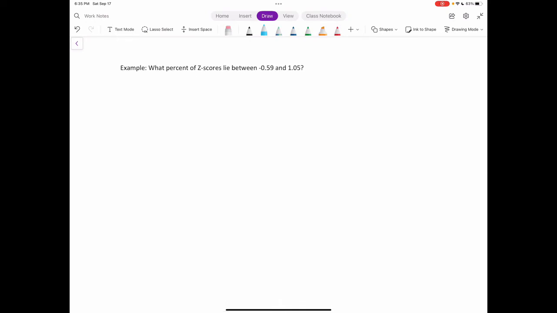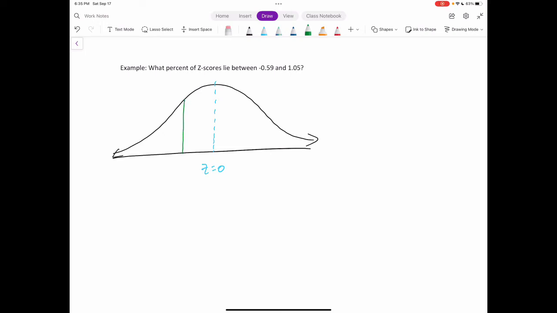What percent of z-scores lie between a negative 0.59 and a 1.05? Let's quickly draw that picture. Once again, right down the middle, that's where z equals 0. That's our mean. And we're going to have a negative 0.59, which may be somewhere over here. And we're going to have a 1.05, which may be somewhere over here. And what we're interested in is that area between those two values. Well, how do we figure that out? We go to Statcrunch.